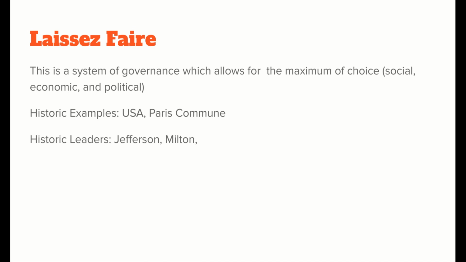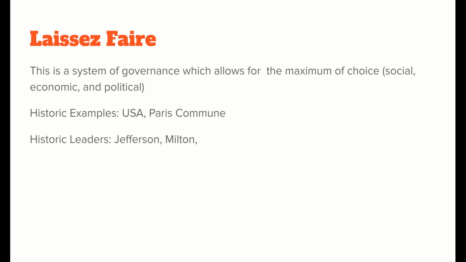So this is a system of governance which allows the maximum choice, social, economic, and political. I'll give examples: early USA, like 19th century, and the Paris Commune. Jefferson, one of the first presidents of the United States, was all about individual liberty and giving the individual the maximum amount to choose. So you can do pretty much anything you want to, so long as it doesn't harm other people. And so the idea is we try to maximize the amount of individual liberty you have.